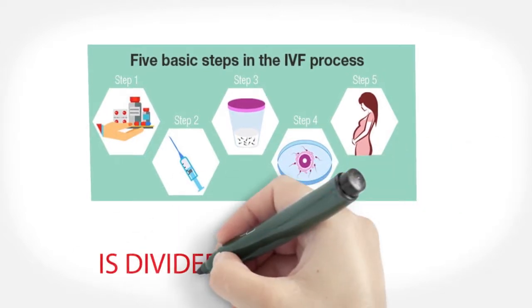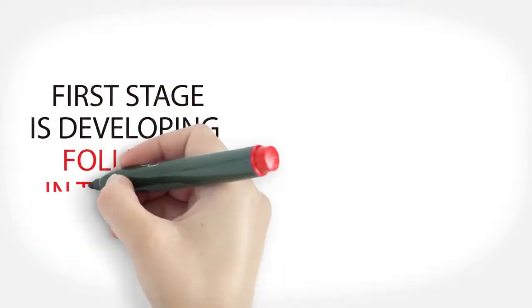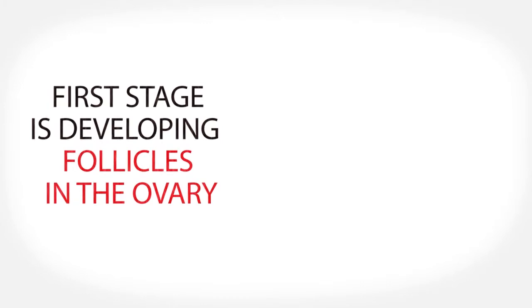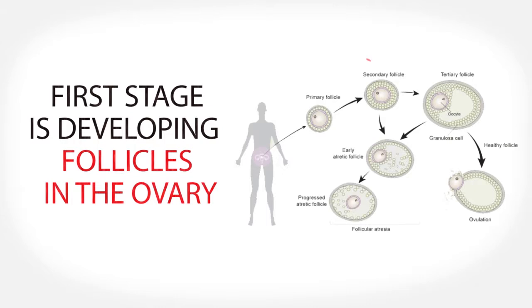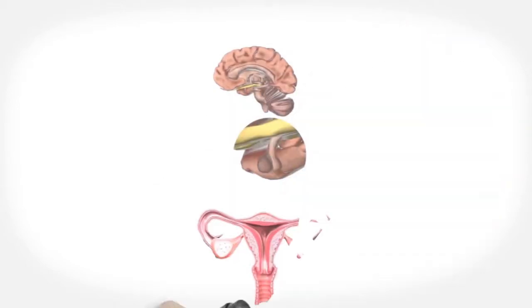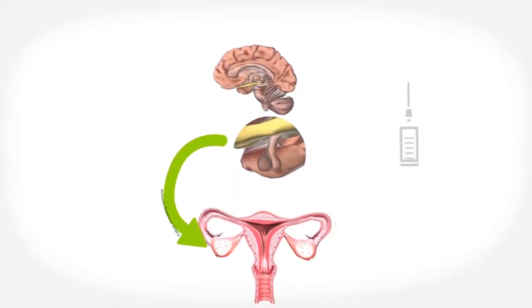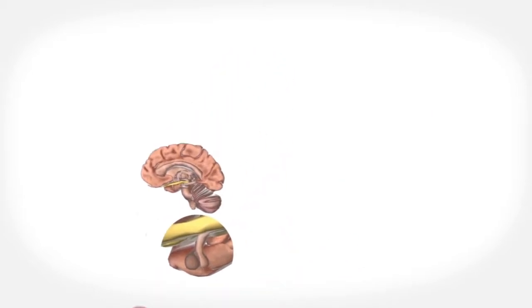The IVF procedure is divided into 5 stages. First stage is developing follicles in the ovary. As we are aware that follicles are developed in the ovary of a woman, and in IVF we require more than one egg. So, in the first stage, we give FSH injection to the woman to develop eggs.